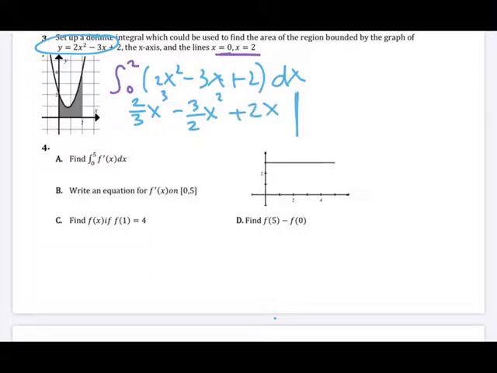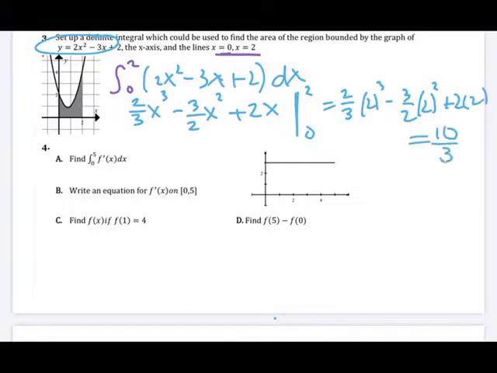I'm evaluating this whole thing from 0 to 2. You can put parentheses around that, but you don't have to. The nice thing is if I plug in 0, all of those terms are 0. So if I plug in 2, 2/3 times 2 to the third minus 3 over 2 times 2 squared plus 2 times 2. That's going to simplify to end up being 10 over 3.